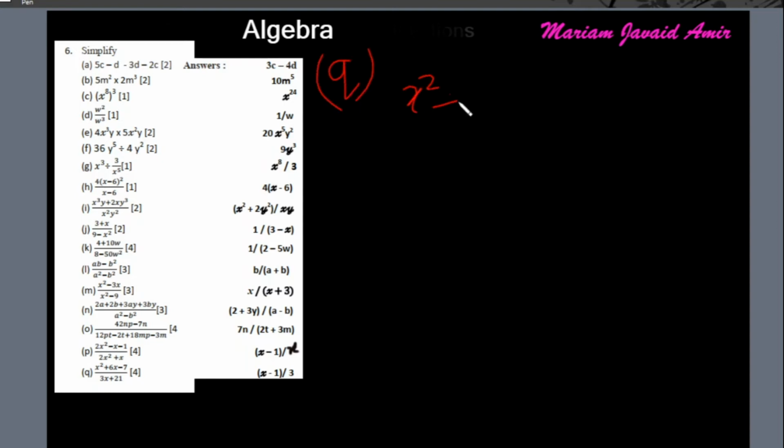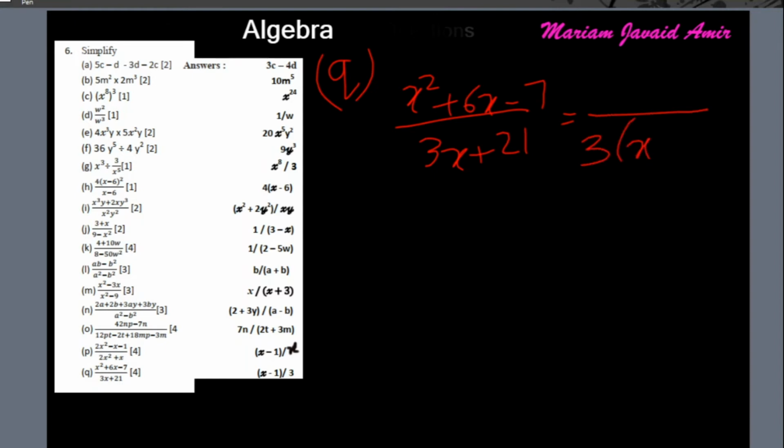x square plus 6x minus 7 over 3x plus 21. So again, let's factorize the denominator first. 3 is common and inside the brackets we'll be left with x plus 7. Next we have to factorize x square plus 6x minus 7.